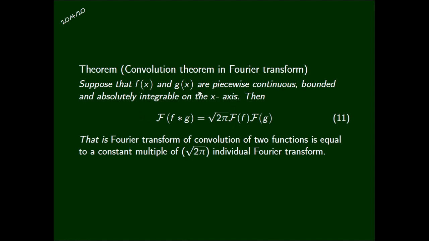Suppose f of x and g of x are piecewise continuous, bounded and absolutely integrable on the x-axis, then the Fourier transform of the convolution is equal to a constant multiple of the individual Fourier transforms. That is, the Fourier transform of the convolution of two functions is equal to a constant multiple of the product of the individual Fourier transforms. That constant is root of 2 pi. It's an important theorem in Fourier transform.